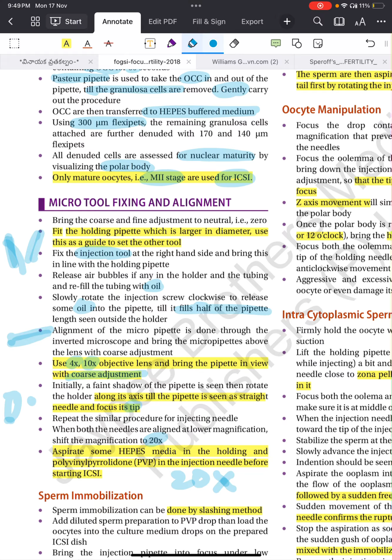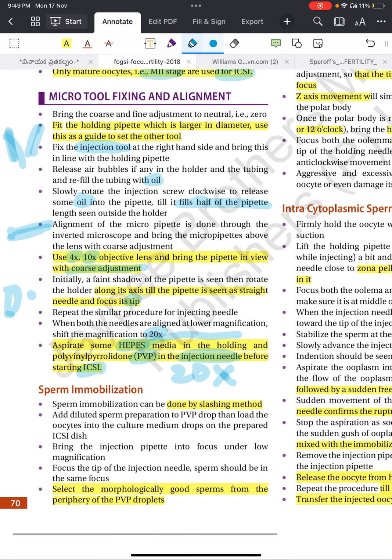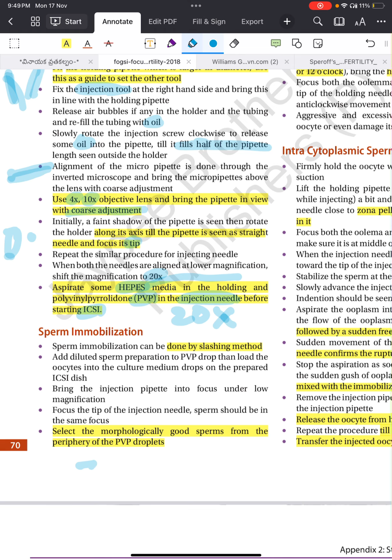Aspirate some HEPES medium in the holding needle, and PVP, that is polyvinyl pyrrolidone, in the injection needle. So the holding needle will aspirate HEPES and the injection needle will take PVP before starting ICSI. Now the holding needle is okay and the oocyte is ready.